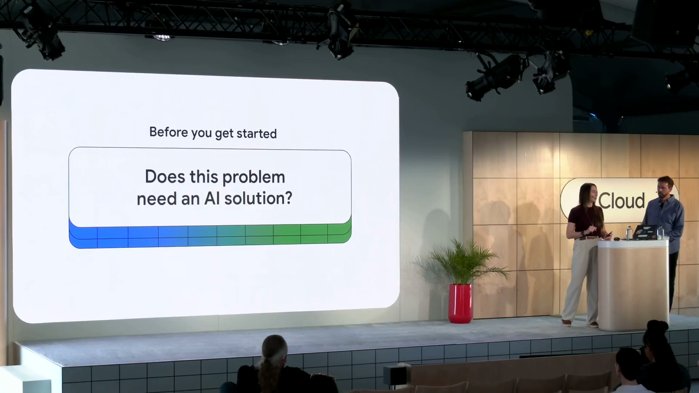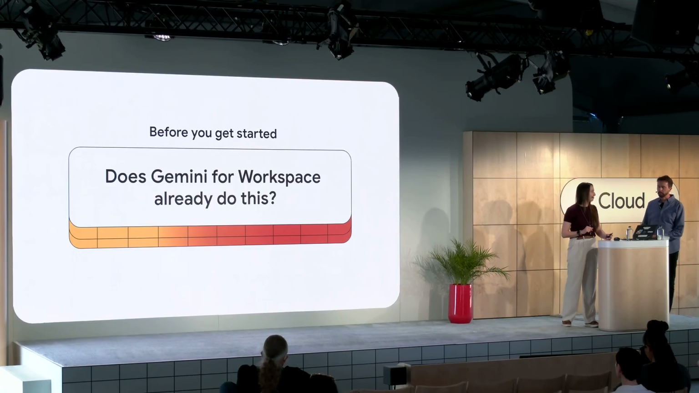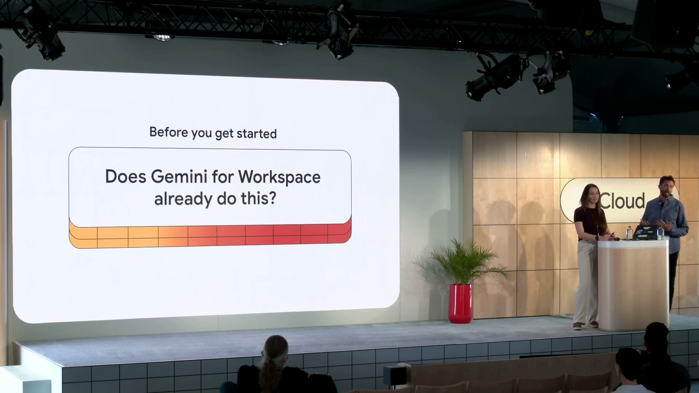Charles, what's the next thing we should think about? The next thing you want to do is make sure that you're not competing with some great out-of-the-box functionality. And again, this isn't new. If you've built solutions in the past, you know that out-of-the-box Workspace offers so much value that there's no point of reinventing the wheel if there's a great feature coming.